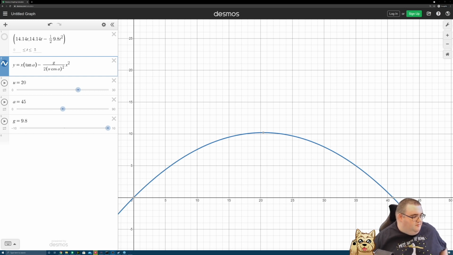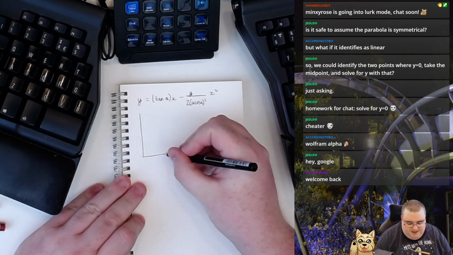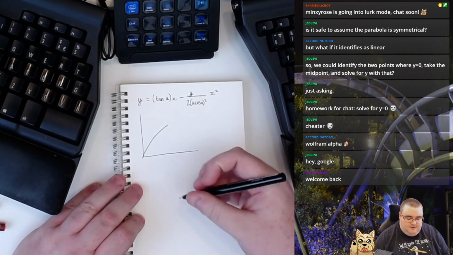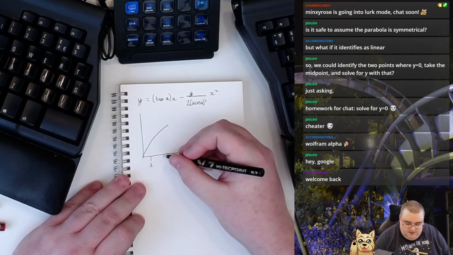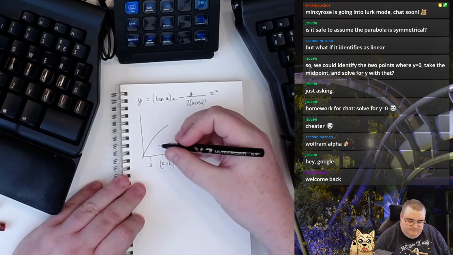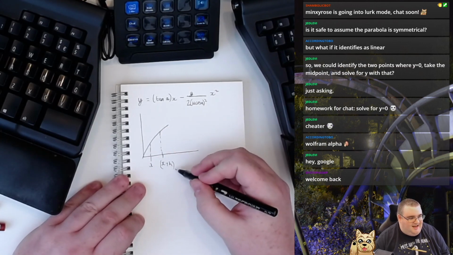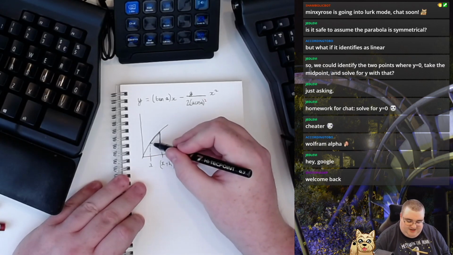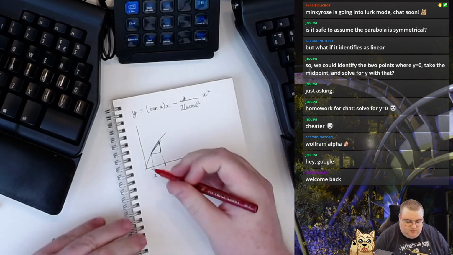So let's go back to our notebook. And I'm going to draw a very, very zoomed in bit of this. Let's draw it like that. I've got an X value and an X value plus a little bit. Call it H. And I'm going to say that as that H goes towards 0, that line becomes straight.